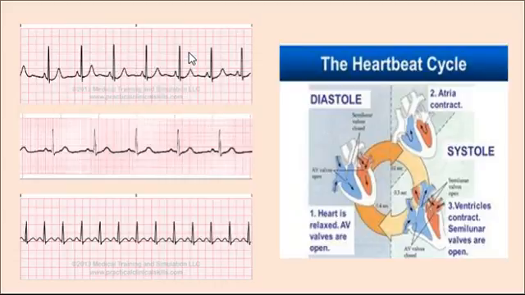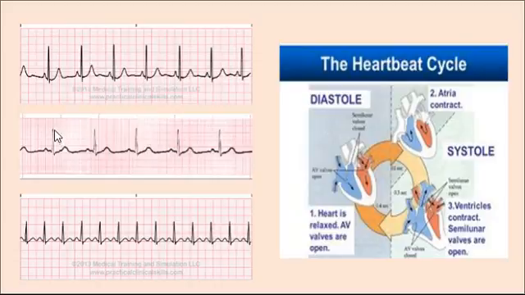So it's between 60 and 100, which is the regular rate. It's all coming from the same place, followed by a QRS. So I have a normal sinus rhythm. Here, all my P waves look the same. I have a P wave before every QRS. So I have some type of sinus rhythm.